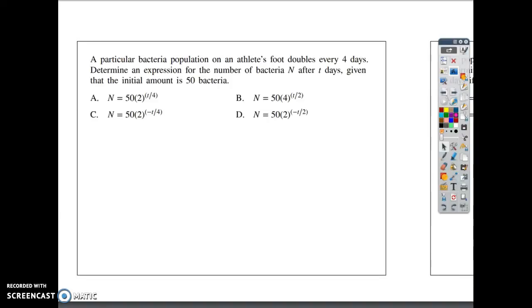Okay, so I'm only going to do a few problems on this one because you should already know how to do the rest of them. This is problem number 3 on the sheet. I'm going to do 3, 4, and 5.